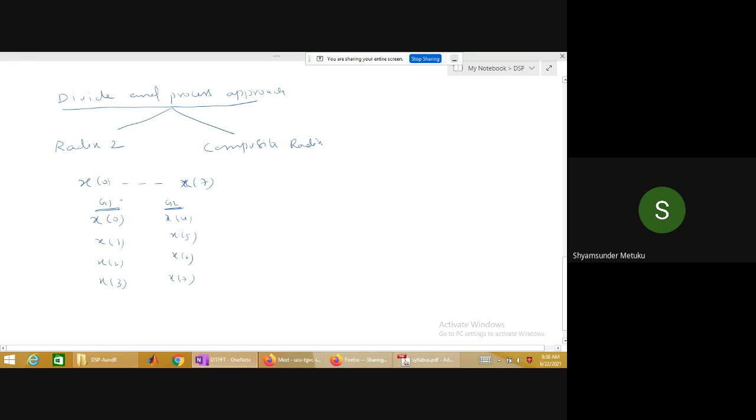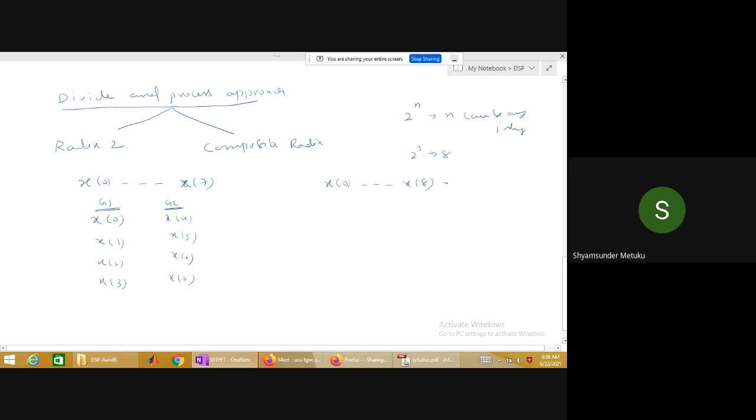Or in other words, the number of samples should be 2 power n, okay? Where n can be any integer. In this case, we always go for radix 2. So n equal to 3 becomes 8 samples, is it not? If there are x of 0 to x of 8, can I apply this grouping of 2 divisions? We cannot do it, isn't it?